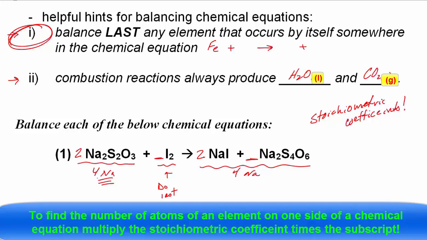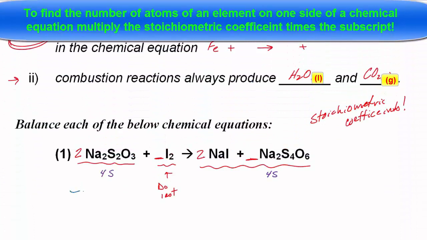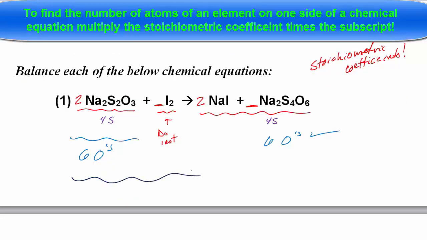So sodiums are good, how about the sulfur atoms? The sulfurs, I have 4 sulfur atoms here, and I've got 4 sulfur atoms there. Hey, good deal. How about the oxygens? On this side, I have 2 times 3. I have 6 O's. And on this side, I've got 6 oxygens. So they're done. So the last element are the iodines. We have 2 iodines on this side, and we have 2 iodines over here.